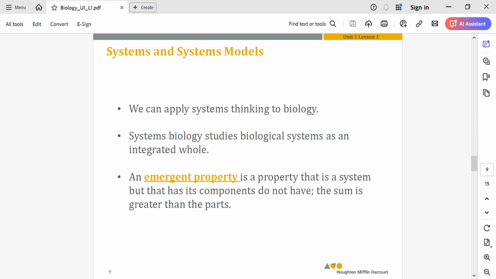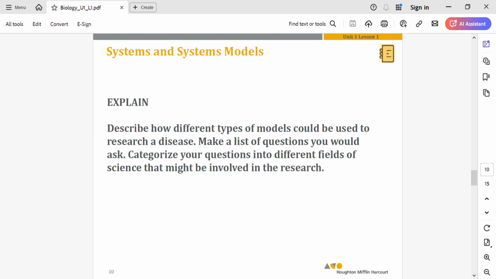In the system we say there is something called an emergent property. This is a property that a system has but its components do not have. So not necessarily always the same property will be in a system and its components. We are using different models to show the representation of different diseases, like genetic diseases can be represented by showing the changes in the pattern of the DNA strands.